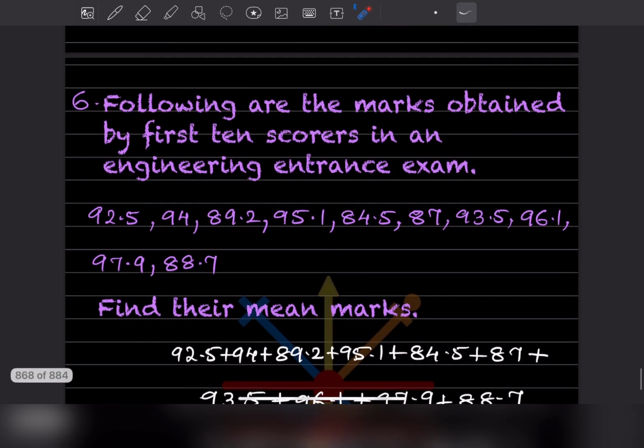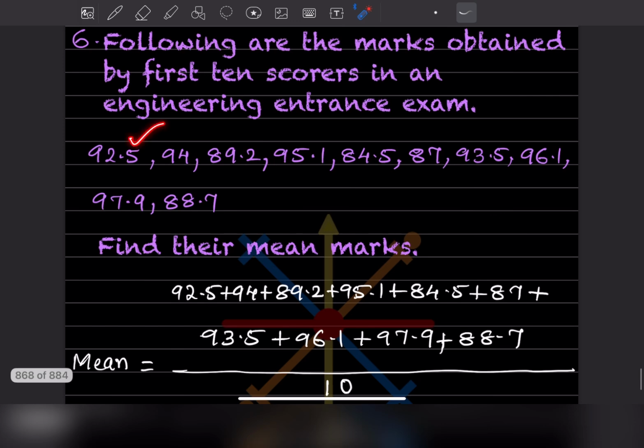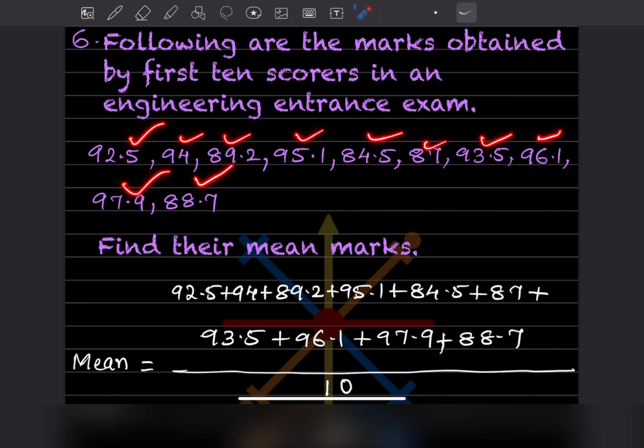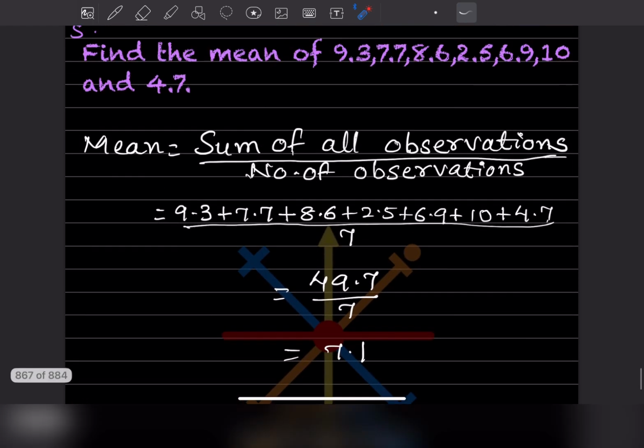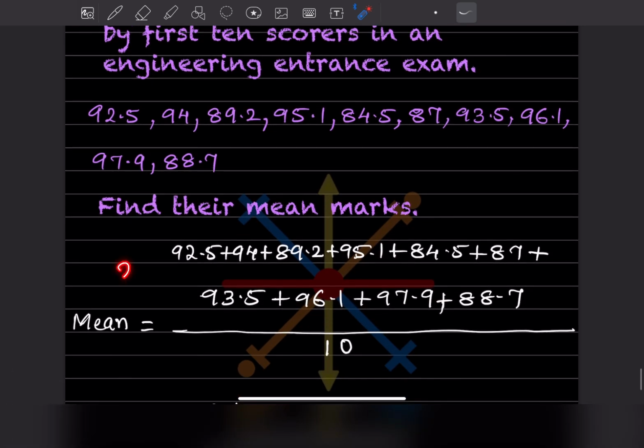Following are the marks obtained by the first 10 scorers in an engineering entrance exam. These are the scores given and you have to find the mean marks. So you're going to add all this, divided by 1, 2, 3, 4, 5, 6, 7, 8, 9 and 10. Again you will write the formula. I haven't written this: the sum of all observations divided by the number of observations. So you can add the formula over here.